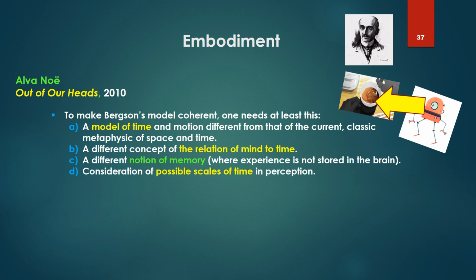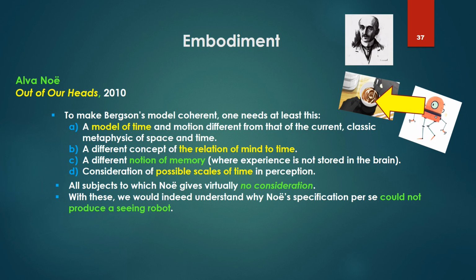To make Bergson's model coherent, one needs at least this: A, a model of time and motion different from that of the current classic metaphysic of space and time. B, a different concept of the relationship of mind to time, namely the subject-object principle I noted. C, a different notion of memory, where experience is not stored in the brain but is yet available, due again to the indivisible motion of the field, the four-dimensional nature of the field. D, consideration of possible scales of time and perception. All subjects to which Noë gives virtually no consideration.